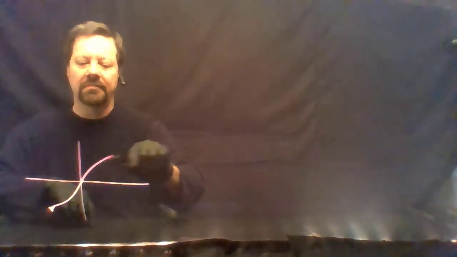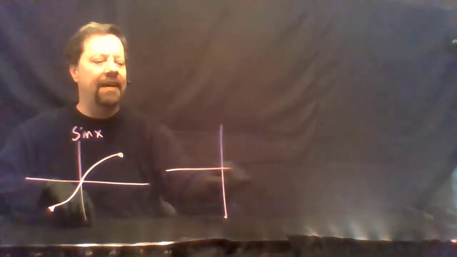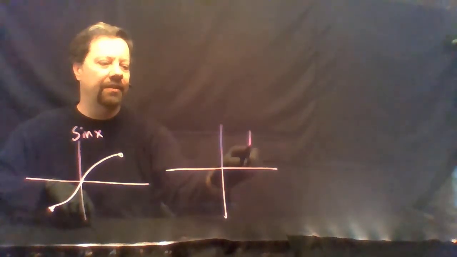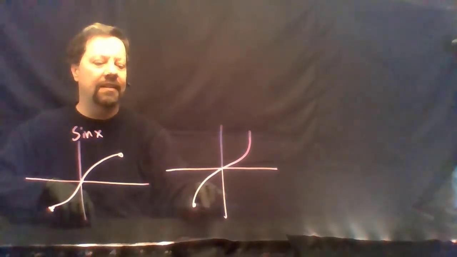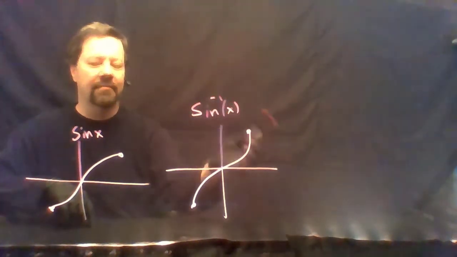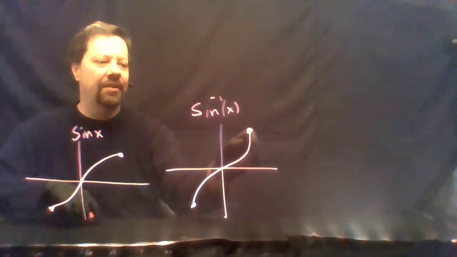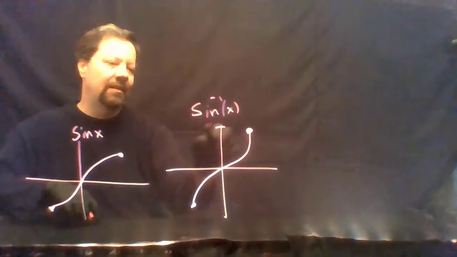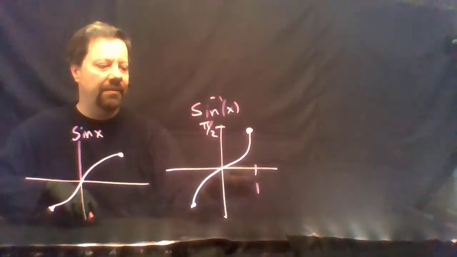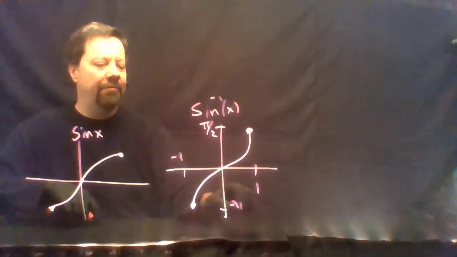If the graph of the sine function on the restricted domain is like this, then the graph of the inverse sine function is like this. Note that the inverse sine does not have vertical asymptotes. It terminates at this point at pi over 2, and this point, negative pi over 2 on the y.